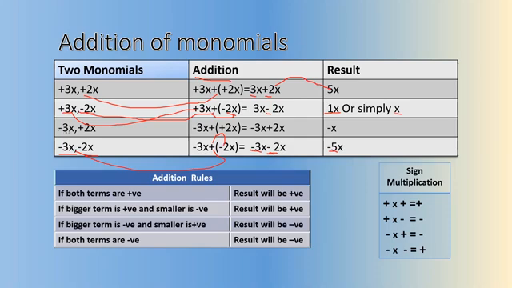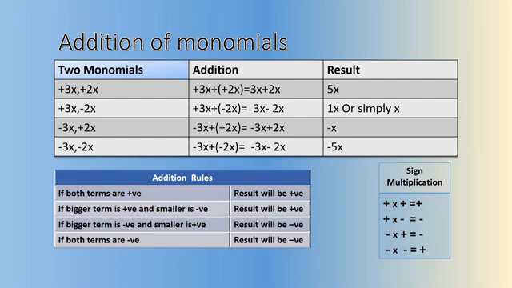Okay, now see when the negative number is greater. When the negative number minus 3 is bigger than plus 2, 3 is greater, so the negative number is greater. So we get minus 3 plus 2, which is minus x. When the negative number is greater, the answer will be negative.